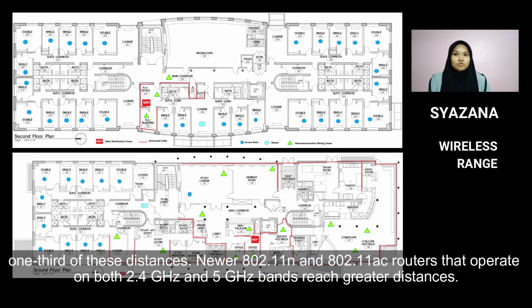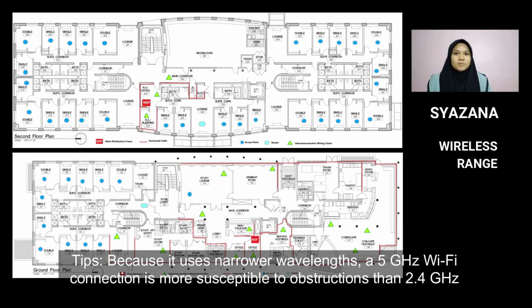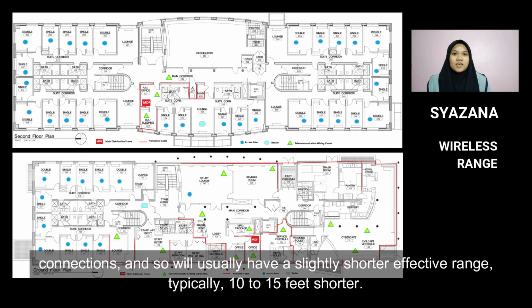Newer 802.11n and 802.11 AC routers that operate on both 2.4 GHz and 5 GHz bands reach greater distance. Tips: because it uses narrower wavelength, a 5 GHz Wi-Fi connection is more susceptible to obstructions than a 2.4 GHz connection, and so will usually have a slightly shorter effective range, typically 10 to 15 feet shorter.